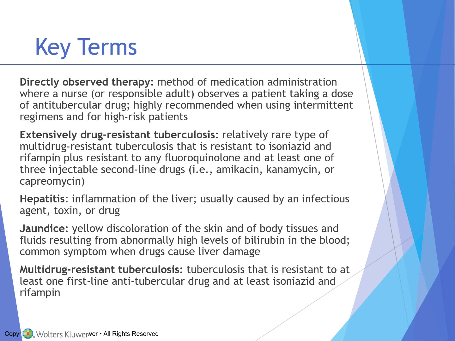Then we are going to talk about hepatitis, which is an inflammation of the liver, and is usually caused by an infectious agent, toxin, or drug. Jaundice, yellow discoloration of the skin and body tissues and fluids. And this is going to be the result of abnormally high levels of bilirubin in the blood, a common symptom when drugs cause liver damage.